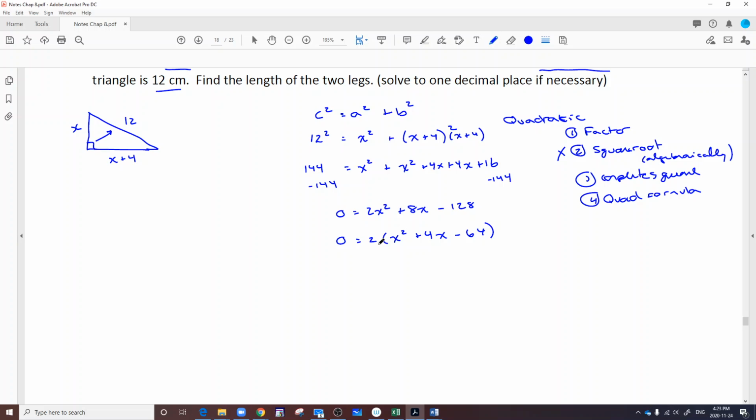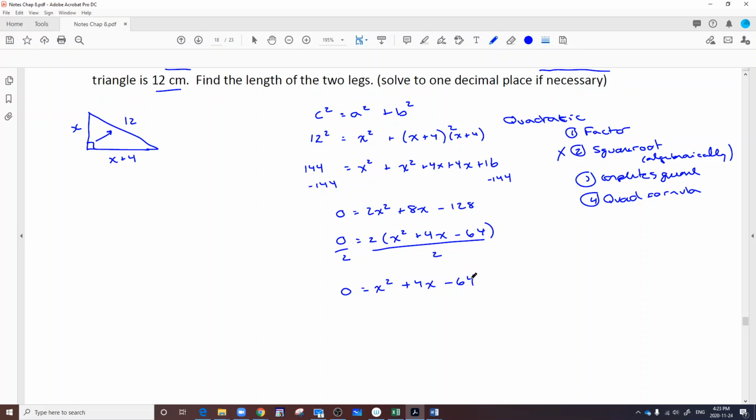Well, you really only need to keep it. No, you need to keep it if you're finding the vertex. But since we're just solving for x, we can actually divide it out. So if you want to divide everything by 2, you can. And it does make it look simpler. So if you're not finding the max, feel free to divide everything by 2. Now we could try to factor this.